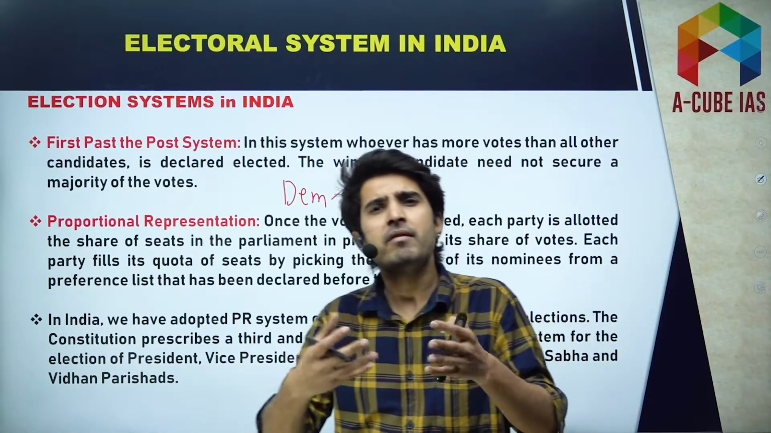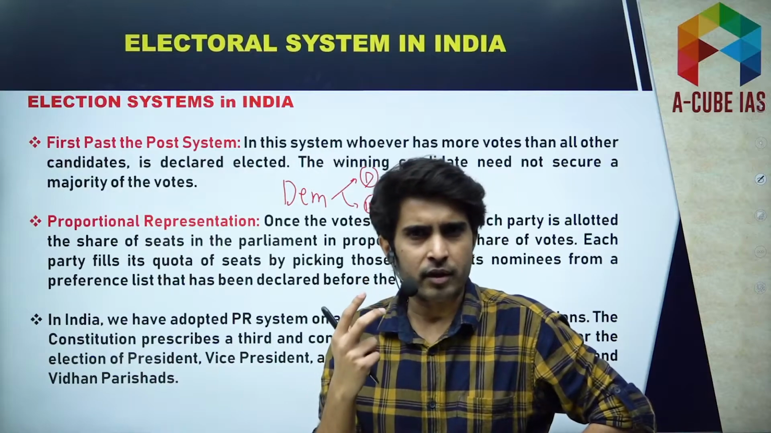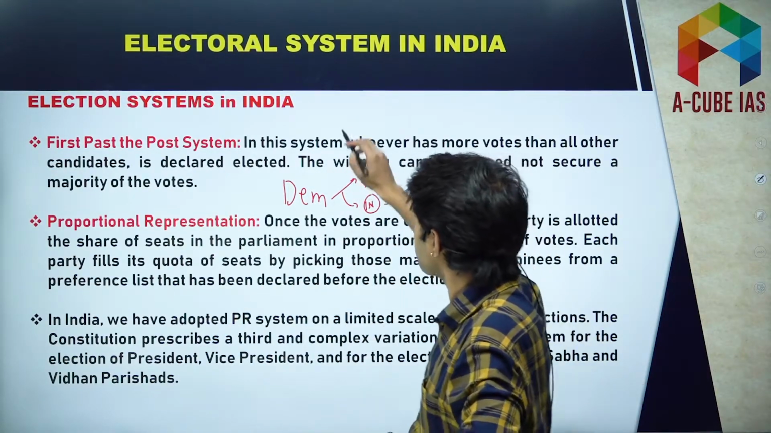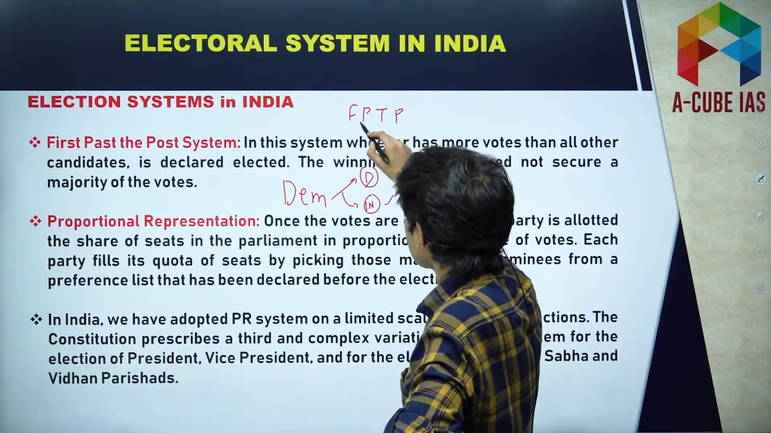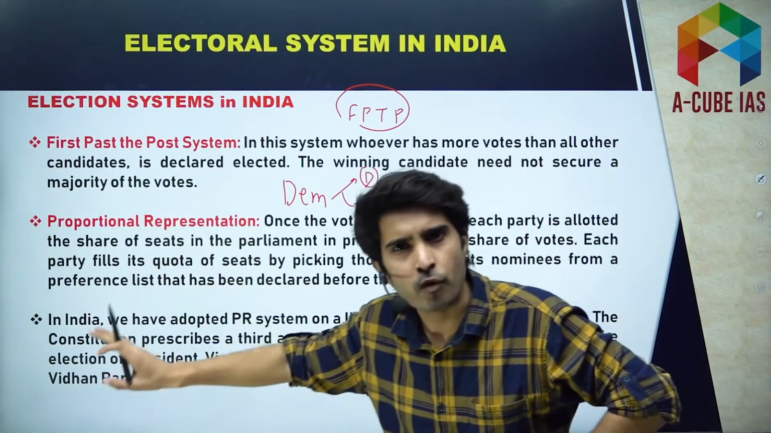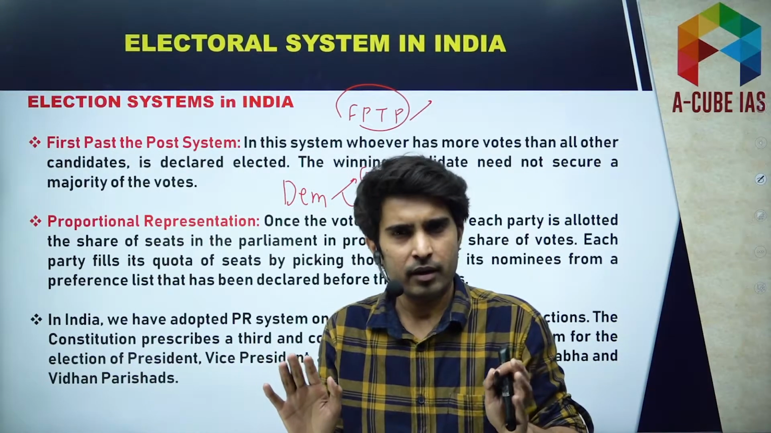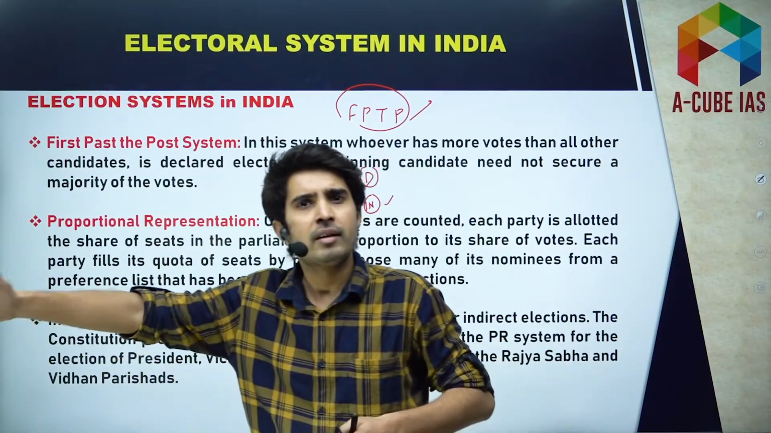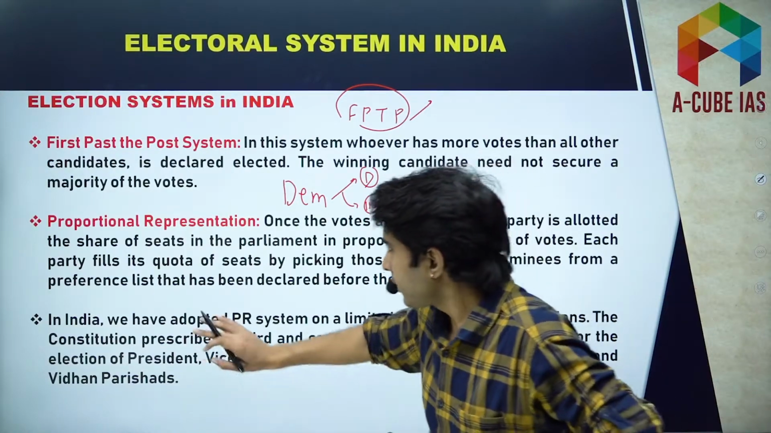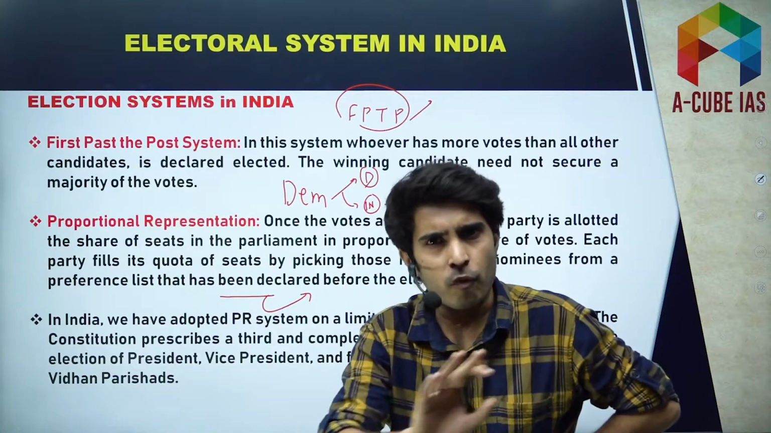There are many ways to choose these representatives, but the most prominent ways are two. These two ways are used by many countries, but in our country we use FPTP, the first past the post system. Under FPTP, the candidate who secures the highest number of votes is declared elected. It means you do not need to cross the majority mark. You merely need to secure more votes than other candidates, and then you will be declared victorious. It is a very simple concept: there is no majority mark in the FPTP system. You just need to secure more votes, that's it.